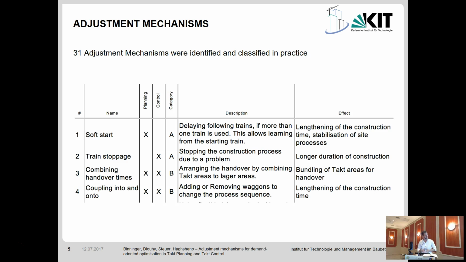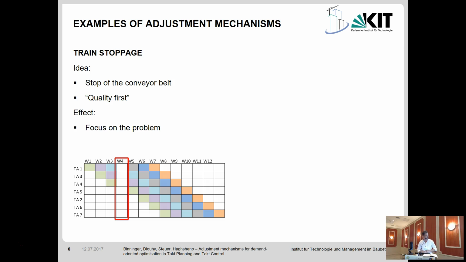We made a list and categorized it, asking whether it is more in the planning phase or more in the control phase. And we also categorized them by how often they are used. Category A means in these 40 projects they were used more than 30 times, and category C means less than 5. Category B is of course in between. We described them, and we also showed what kind of effects they have on the time schedule from the client perspective and also from the trade perspective. This is just an excerpt out of this list with these 31 adjustment mechanisms.